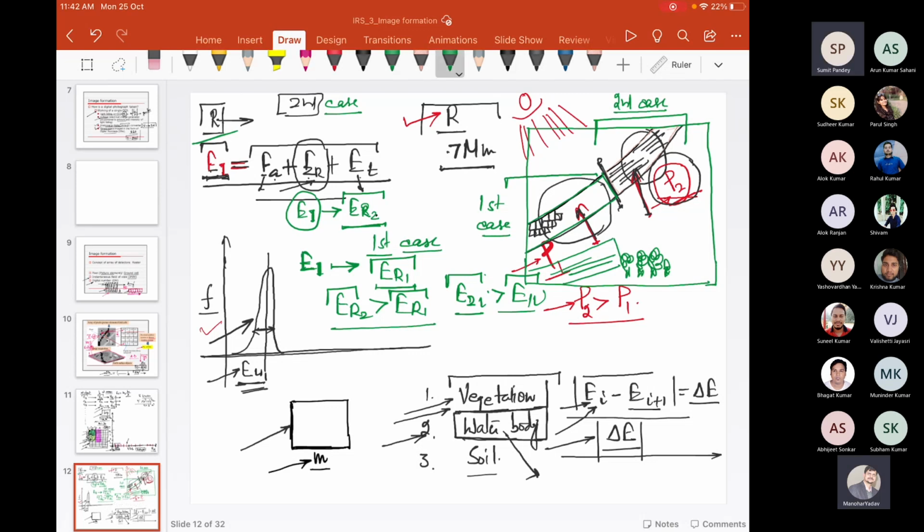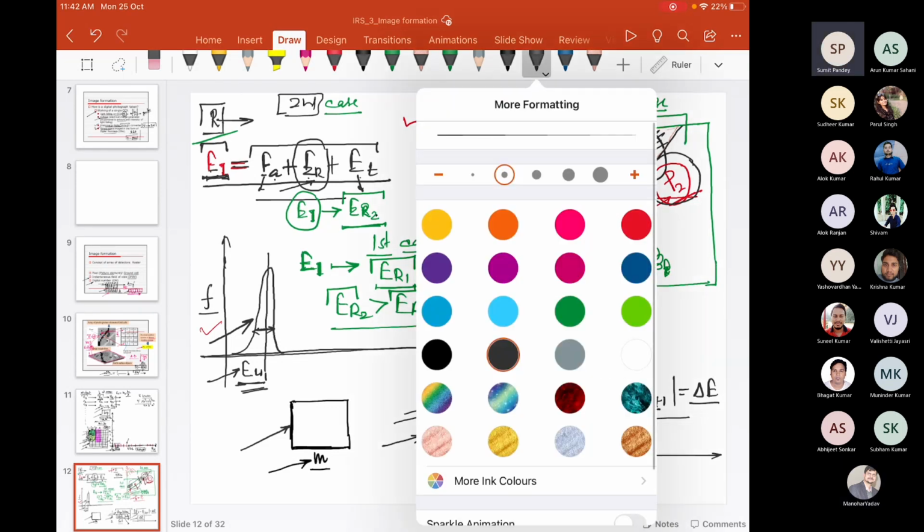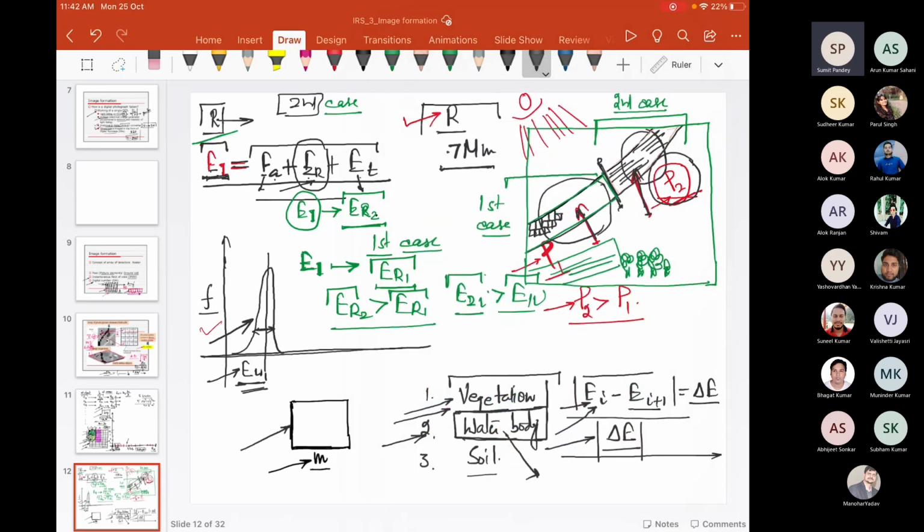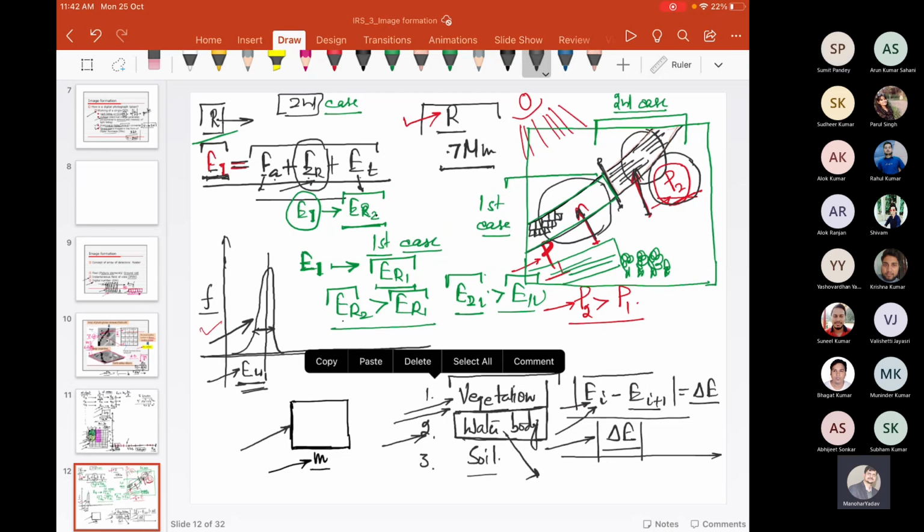Sir, how did this incident energy become different? I did not understand this. E2I, how has it been greater than E1I? I am talking about the reflected. E2I means the energy received corresponding to this reflected ER2 at the sensor.